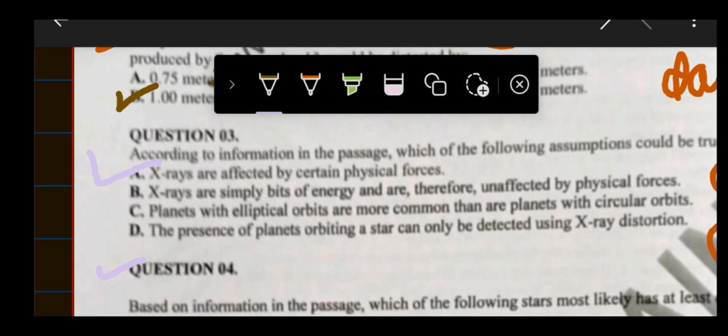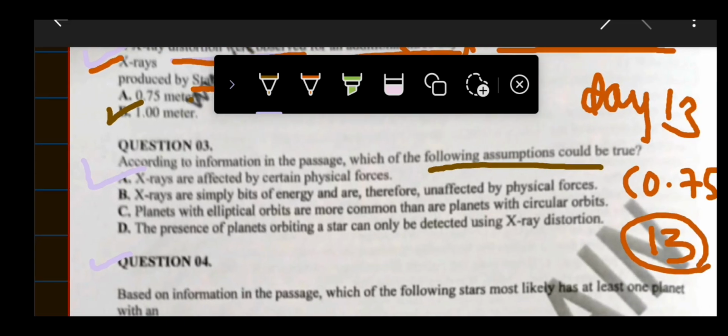Then question number 3 is, according to the information in the passage, which of the following assumptions could be true? So here we say X-rays are affected by certain physical forces, yes of course, because I told you X-rays are affected by gravitational pull too, and that is a physical force. Then X-rays are simply bits of energy and therefore unaffected, sorry, these were affected by physical forces. Then the third option is planets with elliptical orbits are more common than planets with circular, no. The presence of planets in orbit can be detected using X-rays. Sorry. So A will be the correct option here.